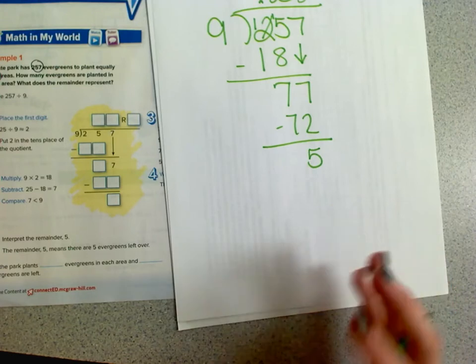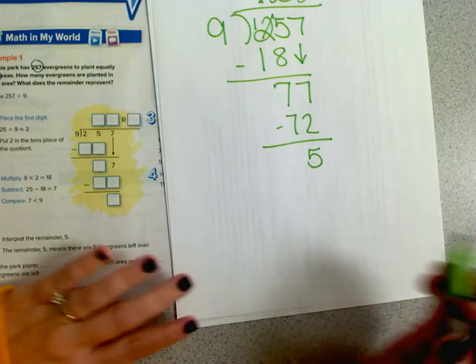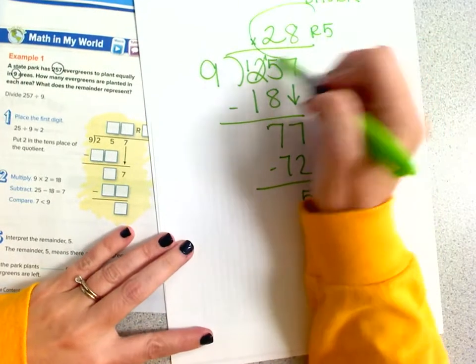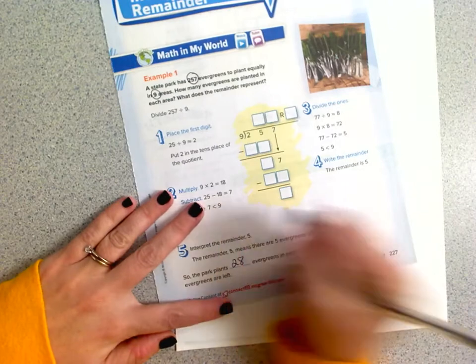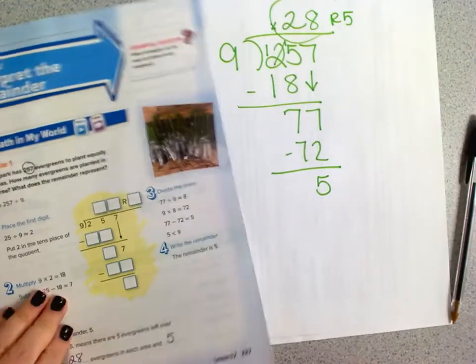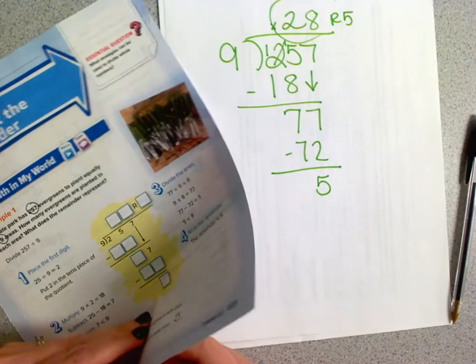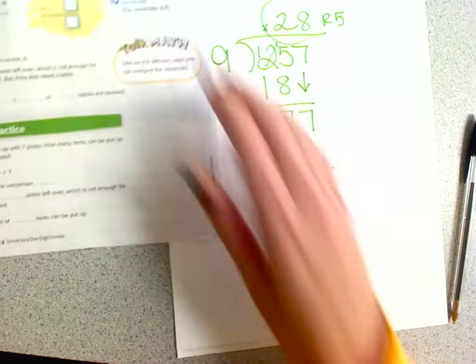The park plants how many evergreens in each area, and how many evergreens are left? This means the park plants 28 evergreens in each area, and 5 are left. Okay, let's look at the next one.